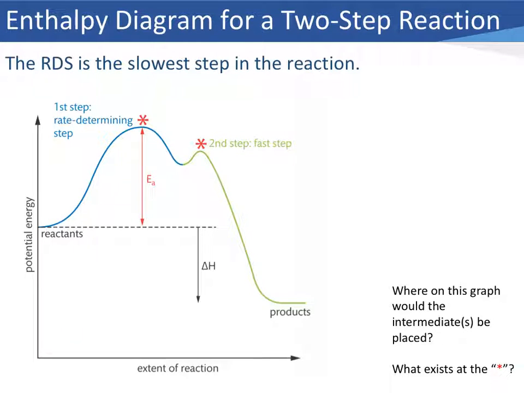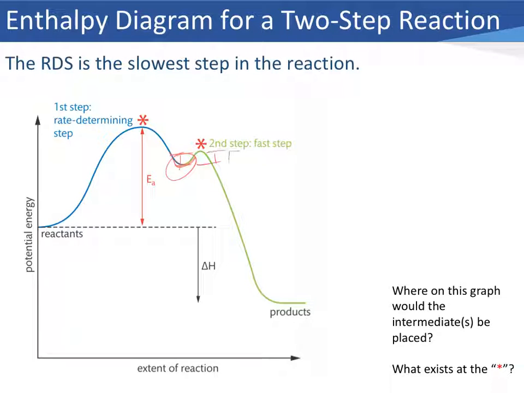Now, the rate determining step is the slowest step in the reaction. So in this example of an energy diagram, we have a large activation energy for the first step, and then we have the transition state falling to the intermediate. The intermediate is going to be in this well of potential energy. Then we have the second activation energy.